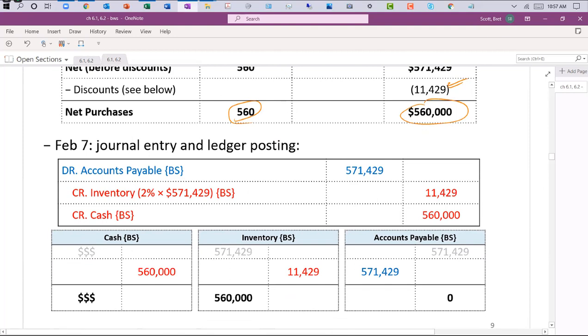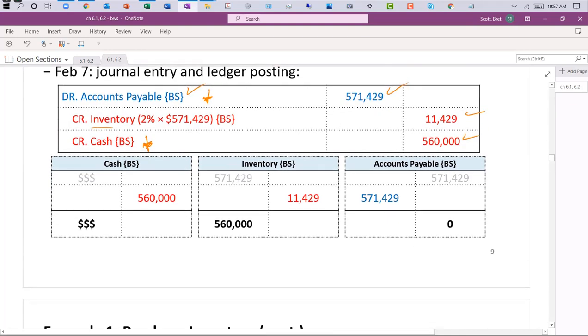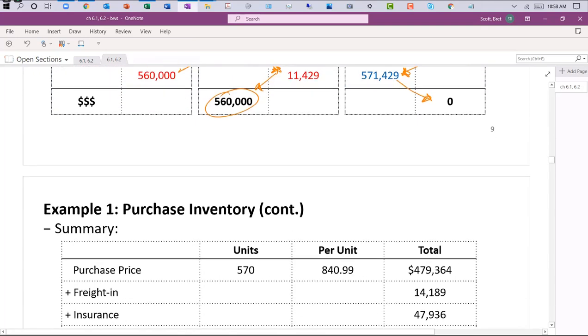and the total net cost to us is $560,000. When we paid the amount to the manufacturer, cash is going down. There's the 560,000. The accounts payable, we are paying that off, so that's going away. 571, and then there's the credit to inventory, which represents the discount that we're taking advantage of right there. So there's all the ledger postings, there's the cost, there's the overall change in the inventory balance leading to the 560,000, and the accounts payable is being paid off. So we got the goods, we made good on our payment.